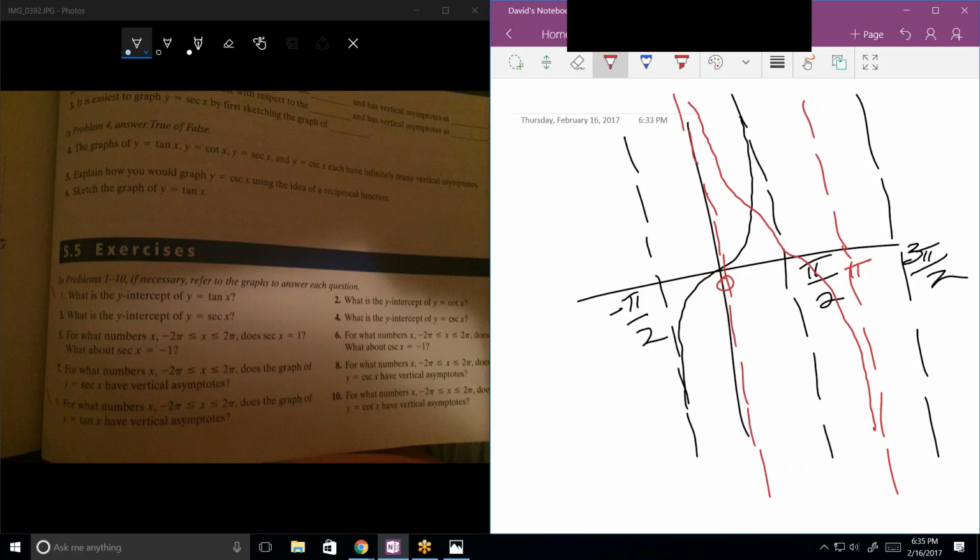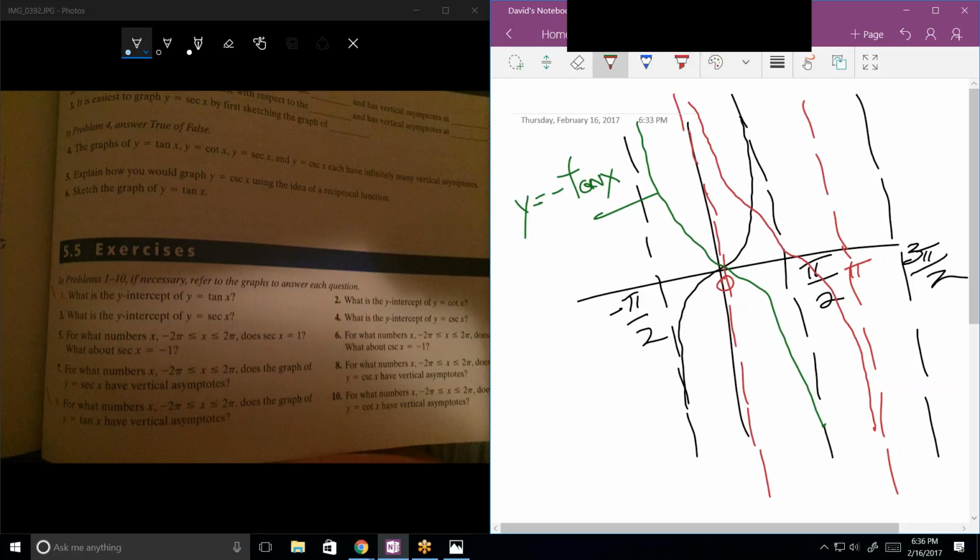moved over. In other words, it's not the tangent curve reflected, because if I reflected the tangent curve, say in green, you'd have to have a phase shift. Notice that the green is negative tangent, y equals negative tangent of x. And the red has exactly the same shape, but it's just moved over to the right. So the negative tangent curve looks the same as the positive cotangent curve, only shifted pi over 2.